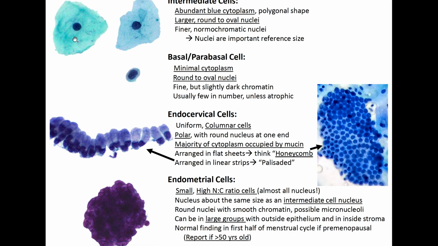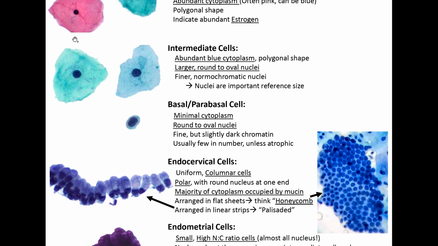The next cell up, we have intermediate cells. Just on first glance, you can see that the nuclei are slightly larger than the superficial cells. There's typically abundant blue cytoplasm and larger round to oval nuclei. And the intermediate cells are going to be very important to recognize, as those are often going to be the cells that we use to reference other cells to see if we're dealing with an ASCUS or an LSIL potentially, based on the size of the intermediate cell nucleus.